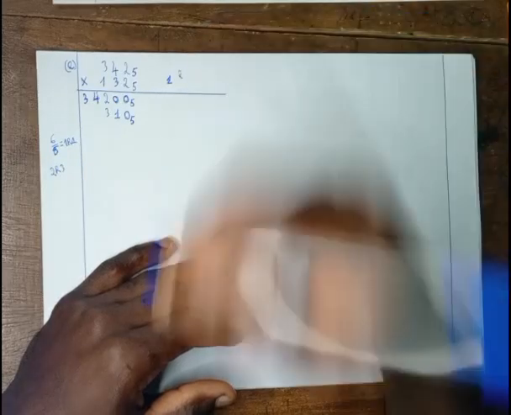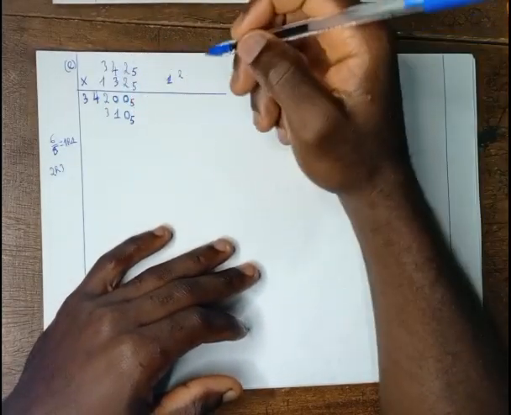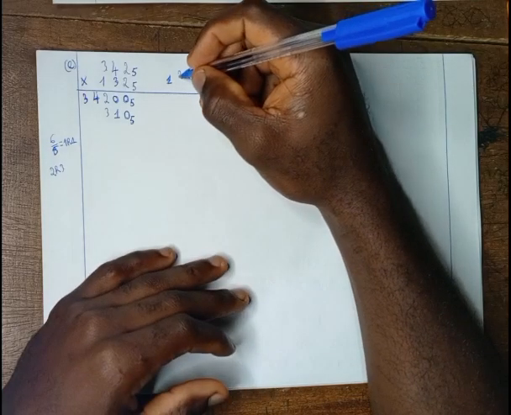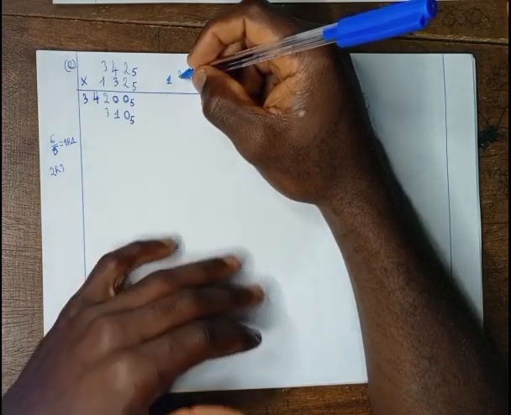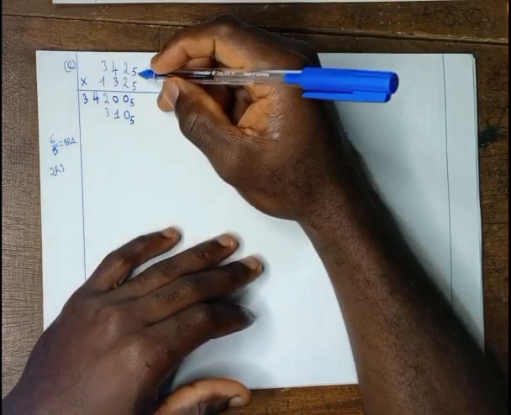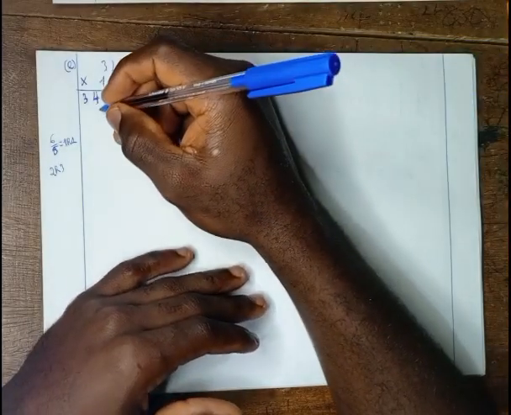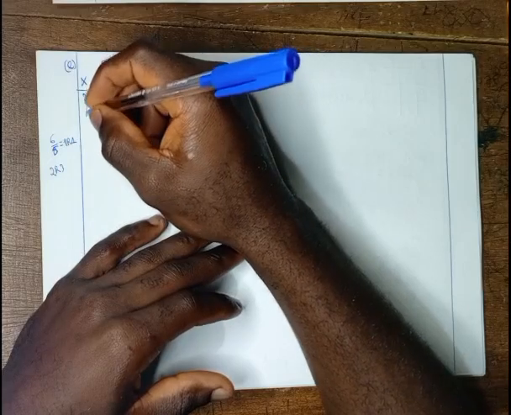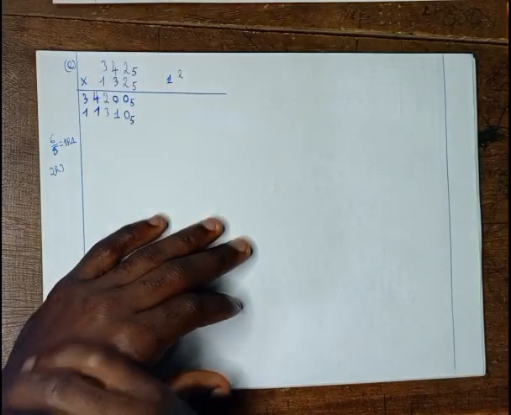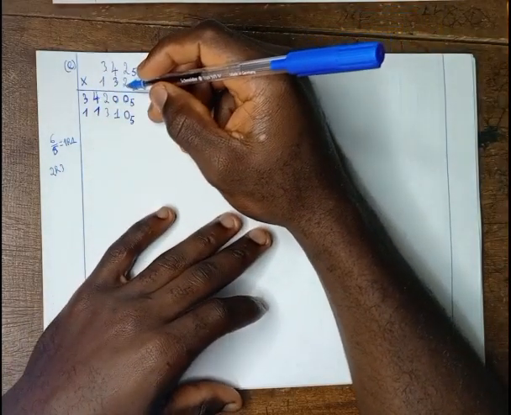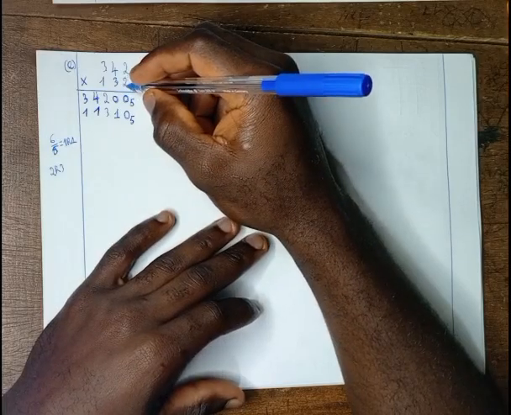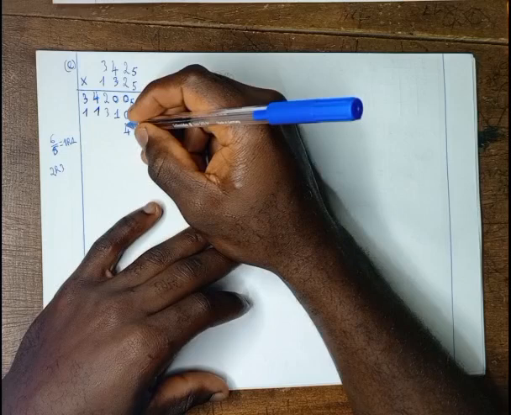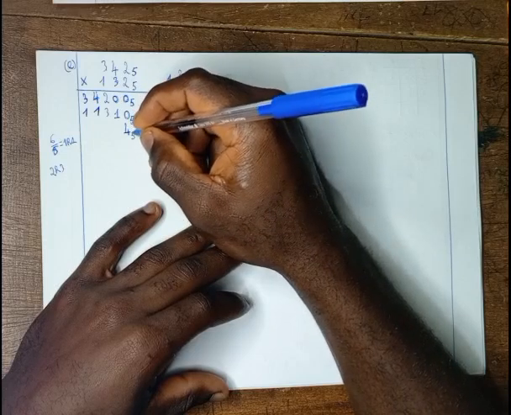We carry 2. 3 times 3 gives us 9. Plus the 2 we carry gives us 11. 11 in base 5 gives us 1 remainder 1. We are going to write down the remainder here, which is 1, and the whole number part here at the higher place value. Now we go to 2, which has the lowest place value. 2 times 2 gives us 4. 4 is less than 5, so we can write down 4. Then we bring down the base.